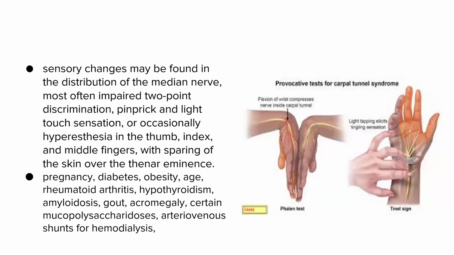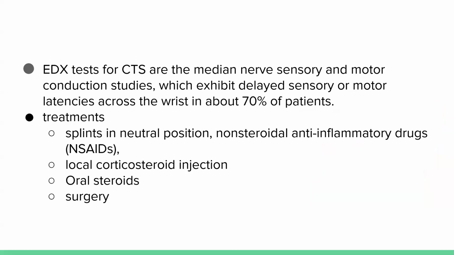There are conditions that predispose patients to have CTS. Pregnancy is one of them, diabetes, obesity, older age, rheumatoid arthritis, gout, etc. So it's very common in diabetics. If you have carpal tunnel and you do a fasting blood sugar, you will find diabetes in 10% of the patients. So if your diabetic patient comes saying, I have hand pain, think of CTS. Electrodiagnostic tests are very useful, diagnostic in 70% of cases.